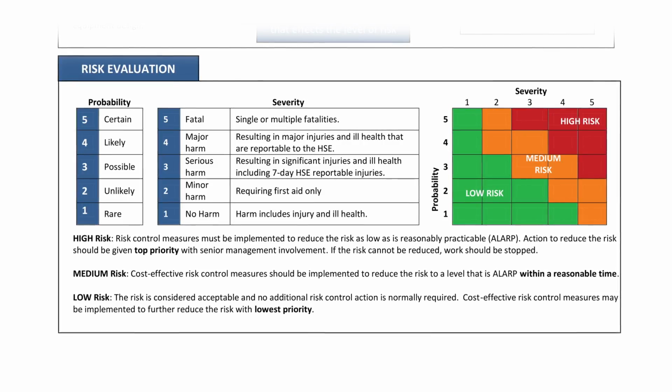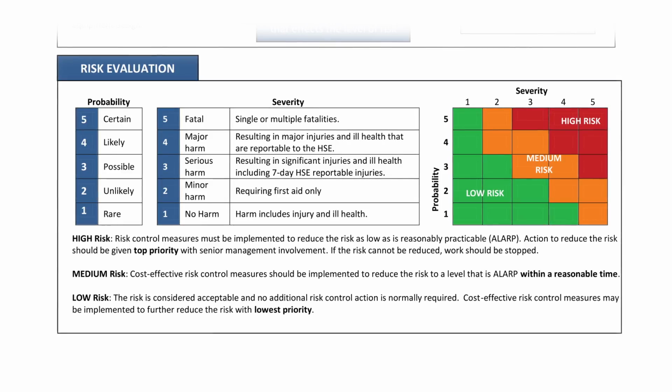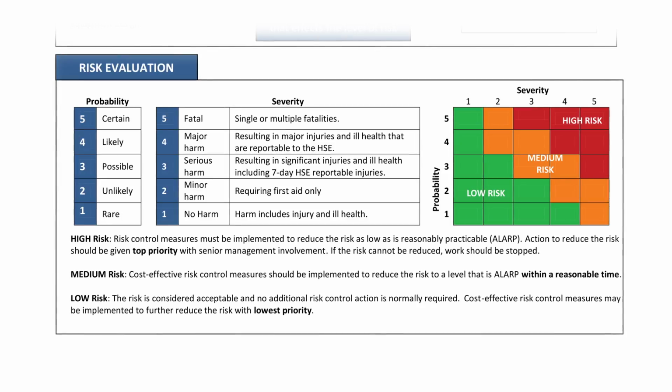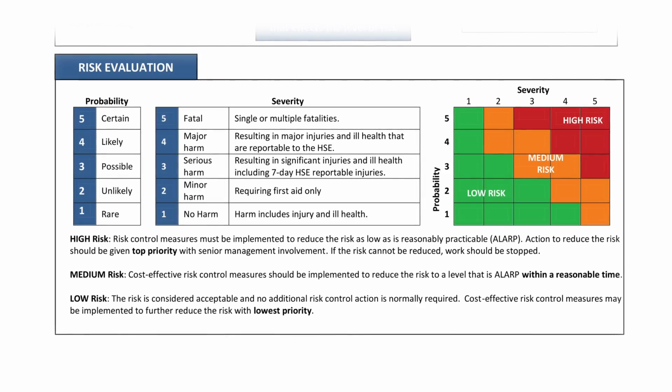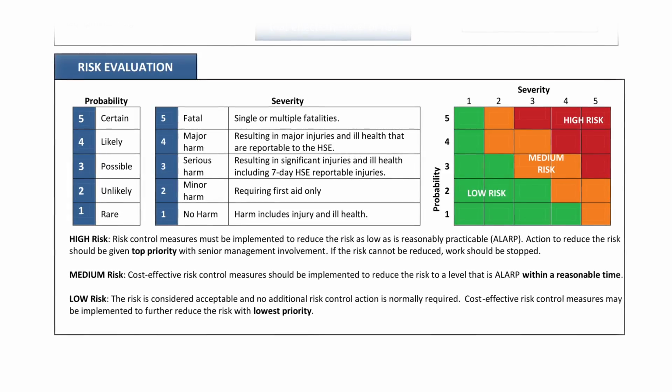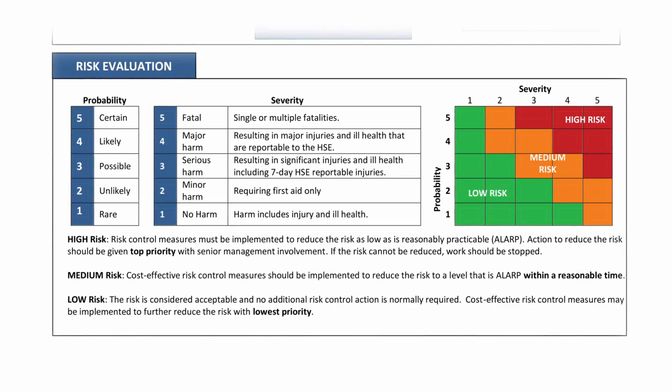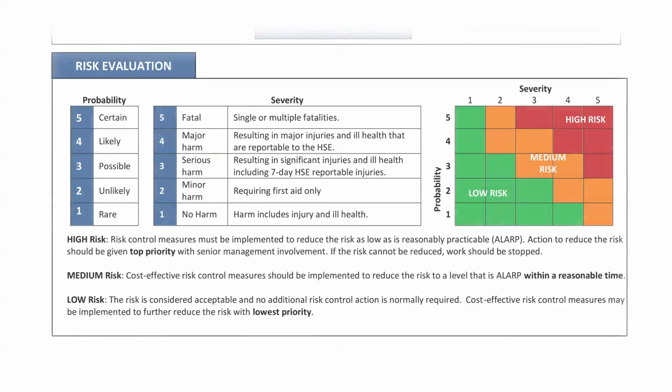For a medium risk, cost-effective risk control measures should be implemented to reduce the risk to a level as low as is reasonably practicable within a reasonable time. And finally, for a low risk, the risk is considered acceptable and no additional risk control action is normally required. Cost-effective risk control measures may be implemented to further reduce the risk with lowest priority.